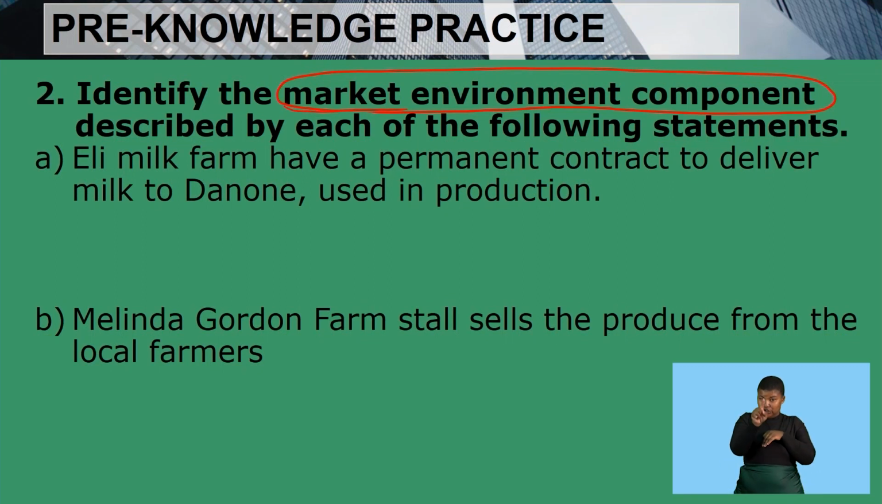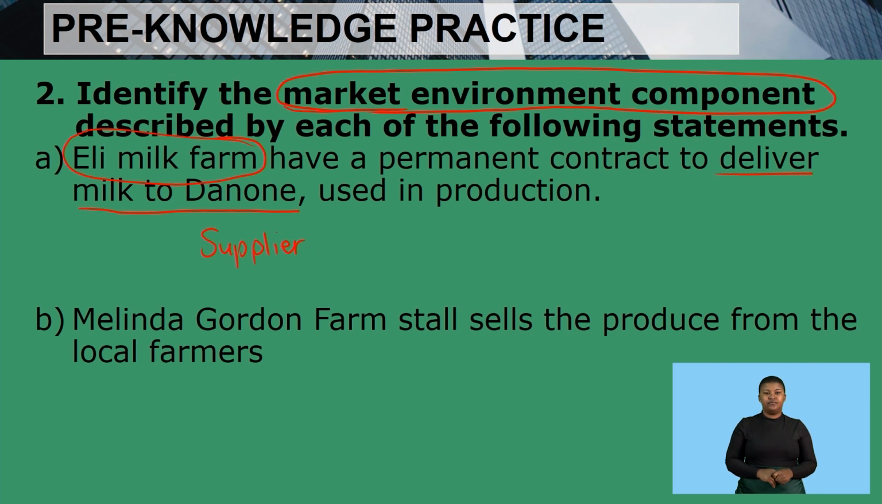Okay, so statement A, Eli Milk Farm have a permanent contract to deliver milk to Danone used in production. So of course, Eli Milk Farm is supplying or providing Danone with milk. Therefore, we can classify them as a supplier. All right, so the first one, the component here will be supplier.